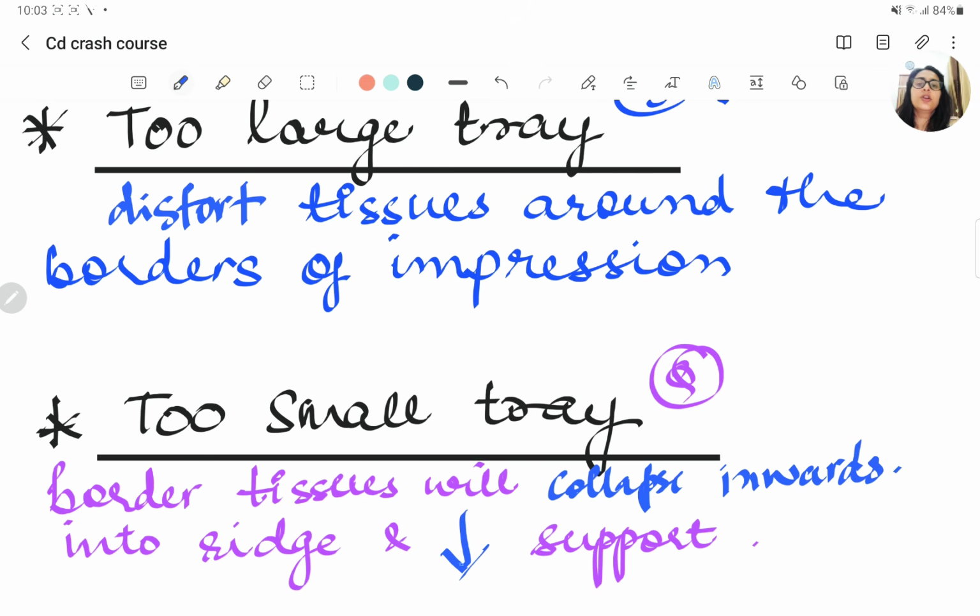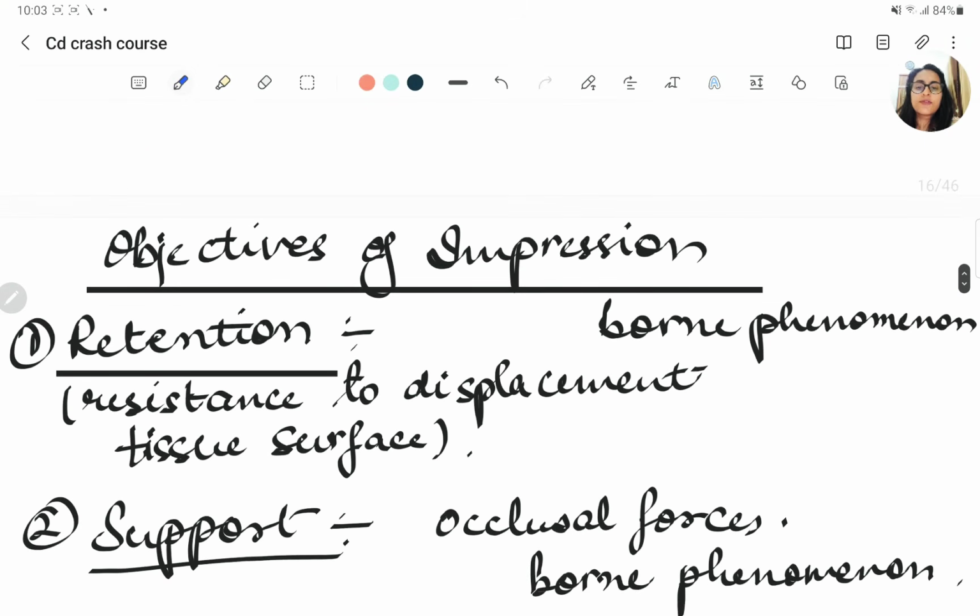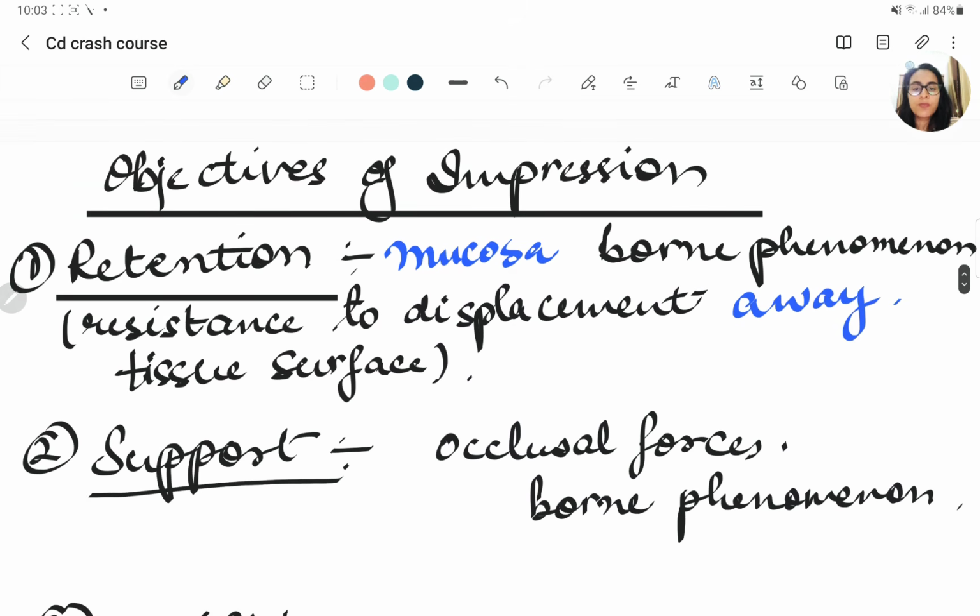So there is going to be reduced support if we take a small size tray. What are the objectives of impression? Retention, stability, support, and preservation. Retention is a mucosa bond. Since we compress the mucosal tissues, we get the retention, which is resistance to displacement away from the tissue surface. So that is retention.